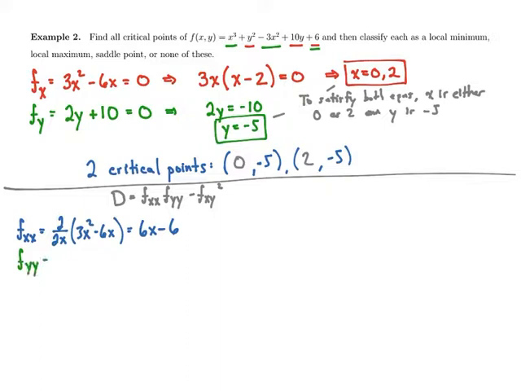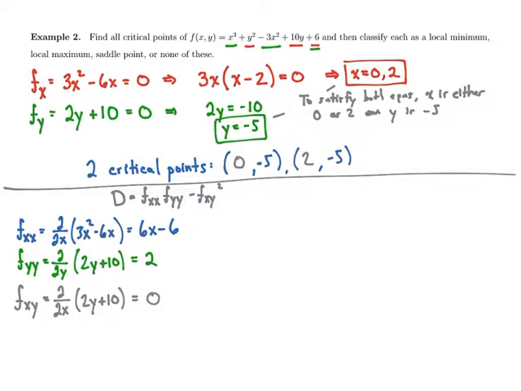The fyy is the partial with respect to y of the partial with respect to y, the 2y plus 10. That'll give us just a value of 2. And the partial fxy is the partial with respect to x of 2y plus 10. In that case, that's going to be just 0. And note that that's the exact same thing as fyx, and that's why we get that fxy squared.